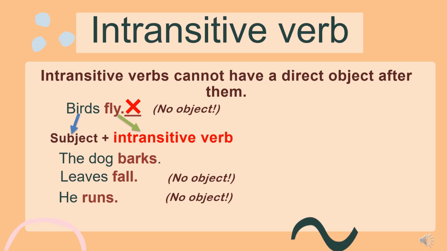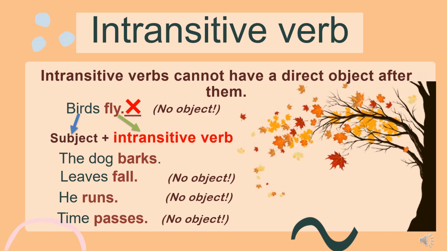He runs. Could we say he runs a marathon? Then runs becomes transitive. But alone, it's intransitive, no object in sight. Time passes. Passes what? Nothing, time just moves on independently. Spot the difference. Transitive, she kicks the ball. Action, ball. Intransitive, she dances. No receiver, just action. Formula: subject plus intransitive verb, write with a flourish.